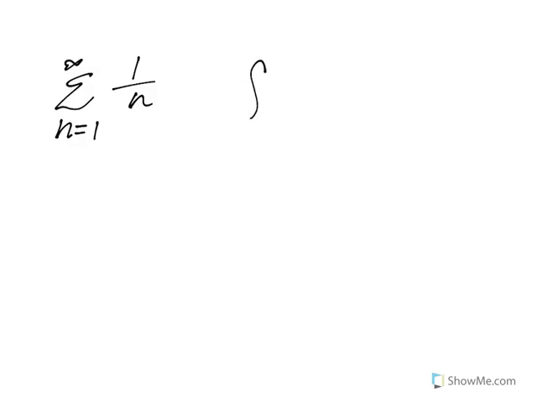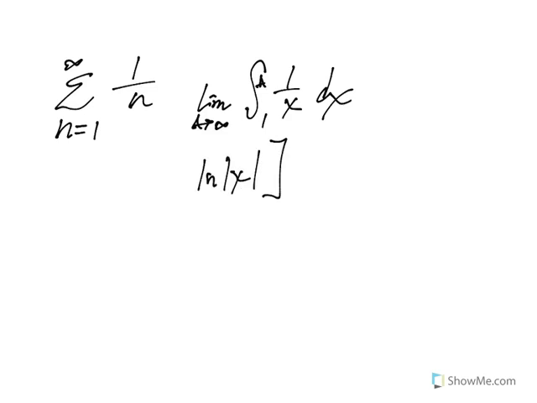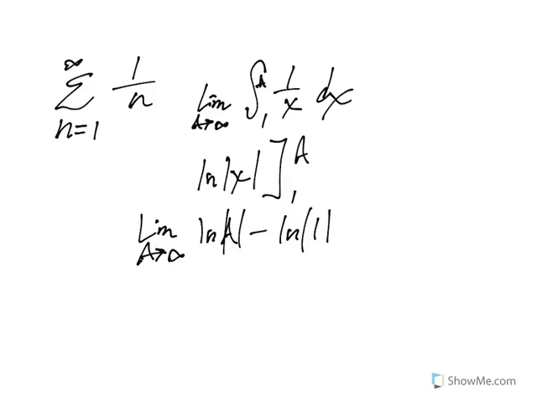But if you think about it in terms of area, 1 over x dx, and I go from 1 all the way to, say, a, right? I take the limit as a goes to infinity. What I get then is the natural log of the absolute value of x going from 1 to a. I get the natural log of hugeness minus the natural log of 1. Taking again the limit as a goes to infinity. I think you would agree that this is infinity minus 0.